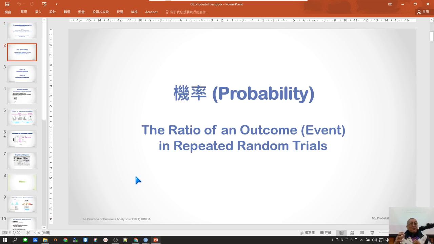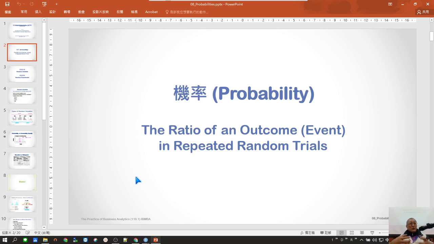So what is probability? Probability is the ratio, when we are dealing with some uncertainty. Now, what we mean by uncertainty is that these things might come with different outcomes, and we do not know which outcome will come out. You do it repeatedly, you will have a different outcome every time. So what is probability? It is the ratio that each outcome would occur.